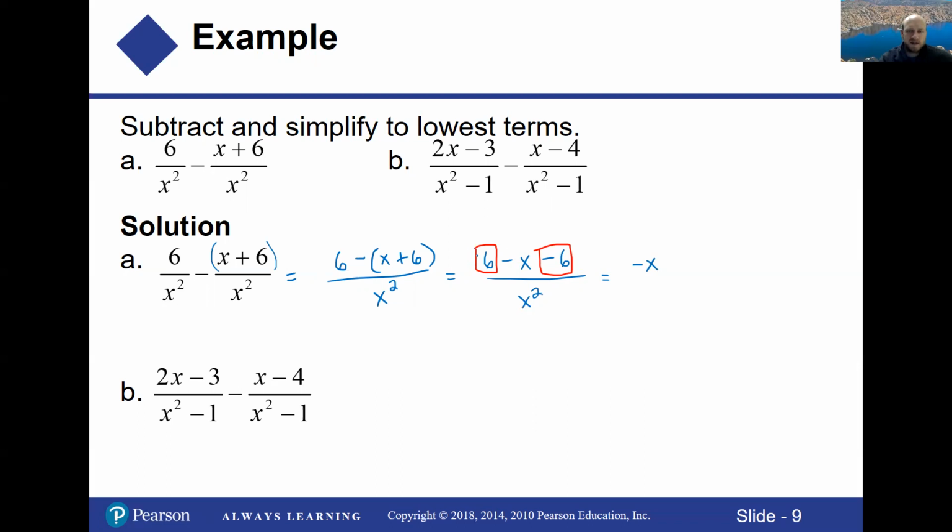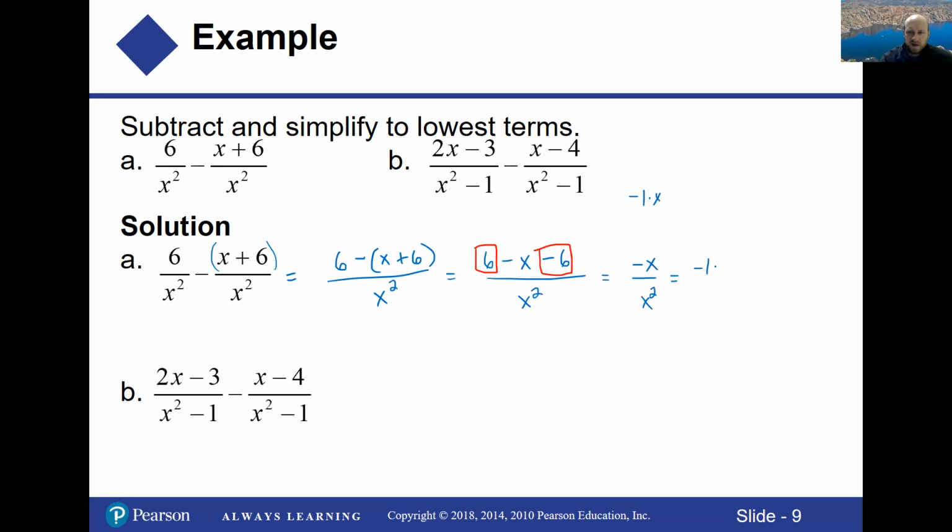This sign over here is just a plus, right? Because it's a positive 6. But we have a minus x left on top over x squared. Now we can still simplify this further, okay? We can think of a negative x as negative 1 times x, okay?